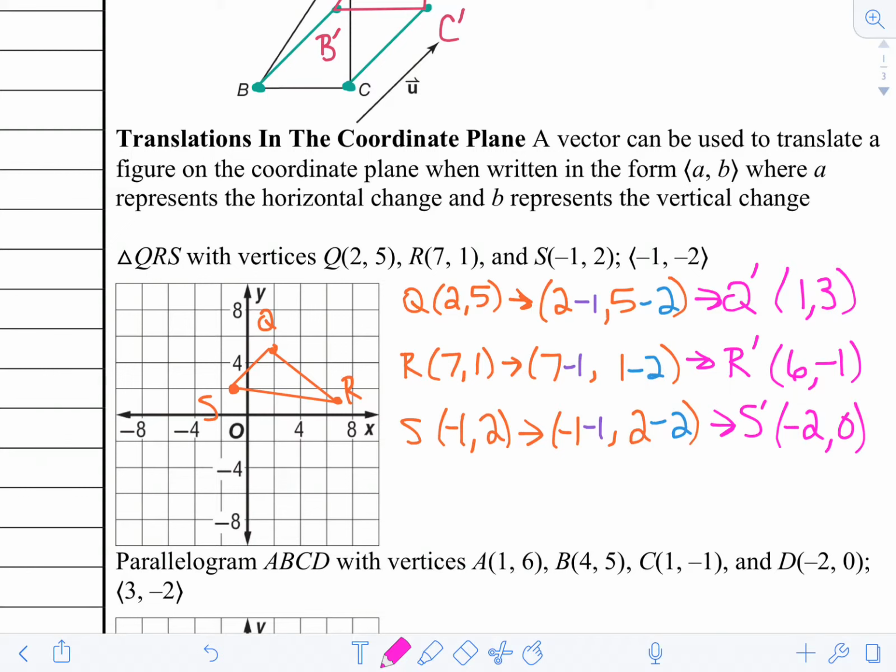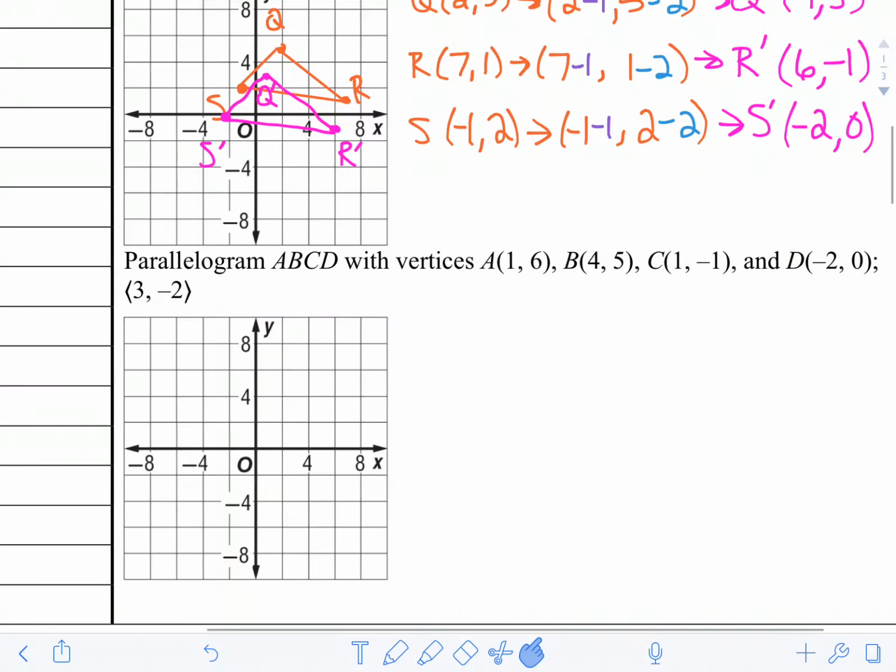I'm going to plot those new ordered pairs onto our graph. We have 1, 3, so there's Q prime. R is 6, -1, so there's R prime. And S is -2, 0, so there is S prime. If you look at our new ordered pairs, you can tell they shifted down and to the left. That is what happens when we subtract 1 from all of the x's and 2 from all of the y's. We have one more to do.